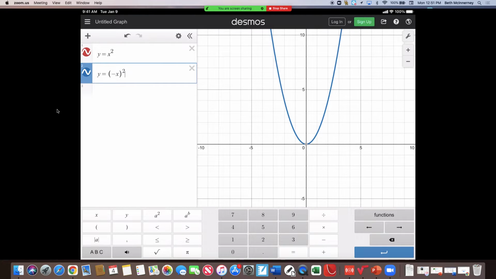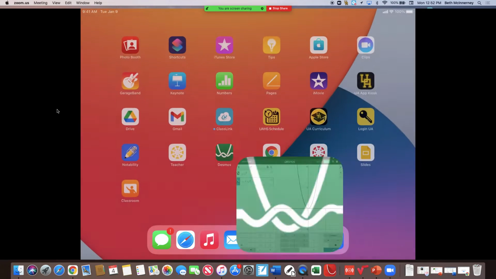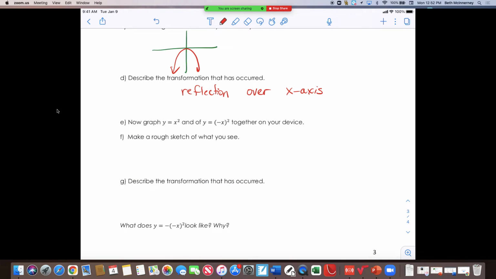Now, I don't see anything different, do you? But something did happen, okay? Something did happen, and let me explain why we can't see it. So, it says make a rough sketch of what you see. Well, it looks like the same.